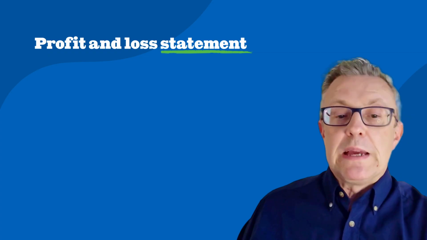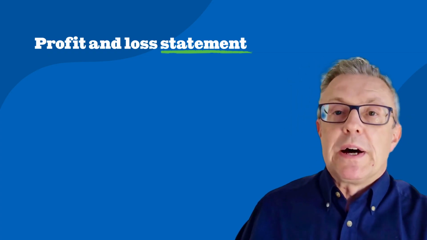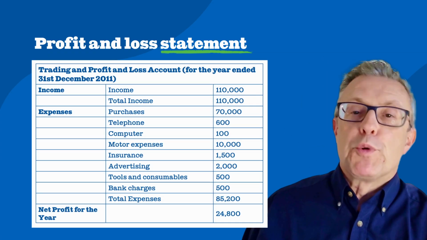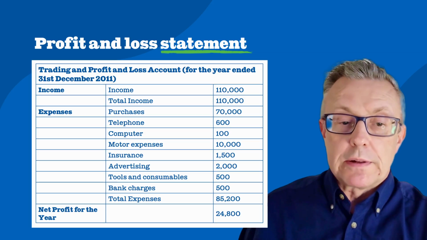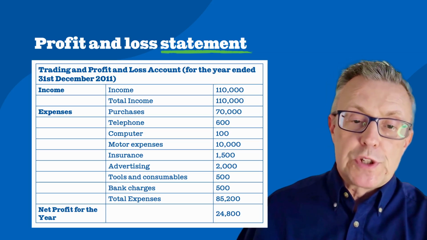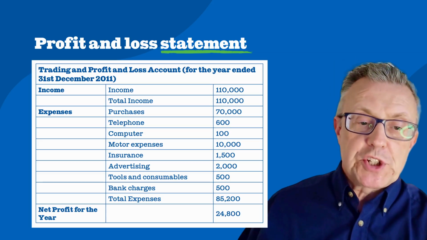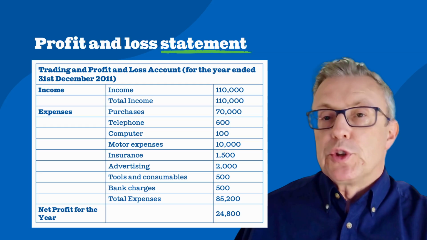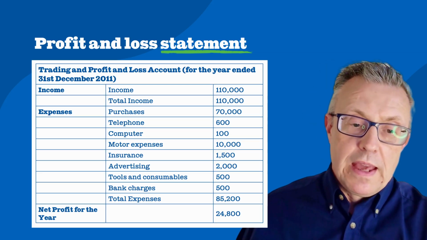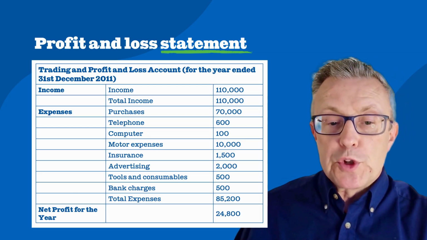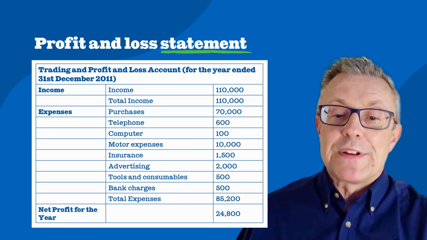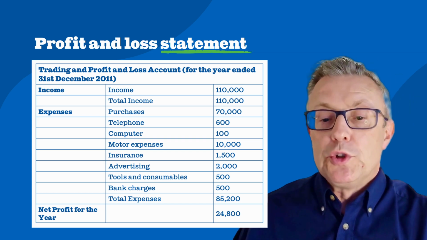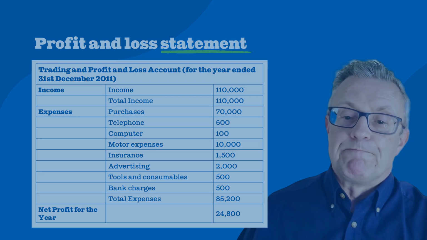The two main statements are profit and loss and balance sheet. This is an example profit and loss account for a sole trader. You will see they have sales income of 110,000, purchases of 70,000, and a range of overheads such as computers and insurance. They make a net profit of 24,000, and this is what would go into the self-assessment and is the value used for tax purposes.